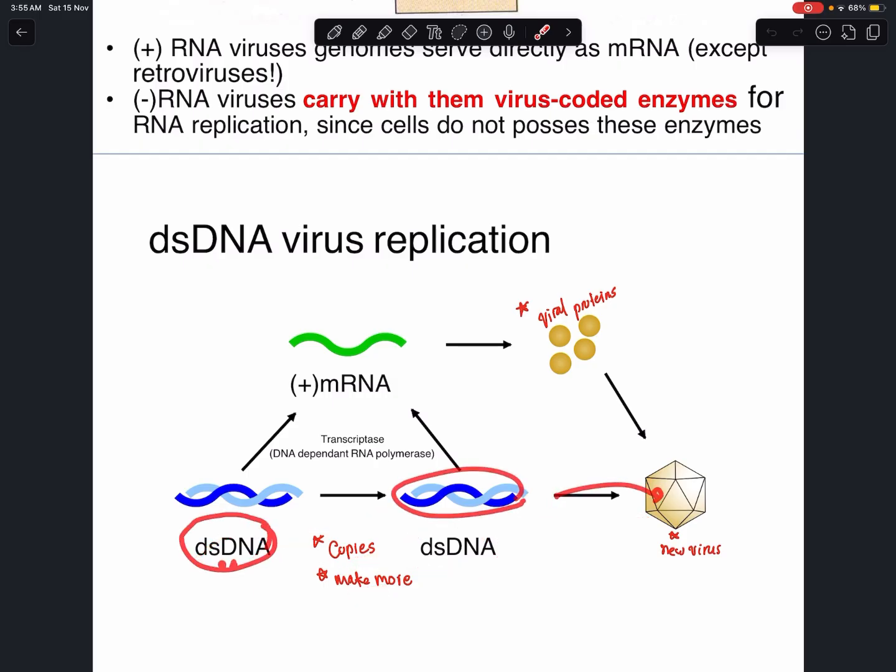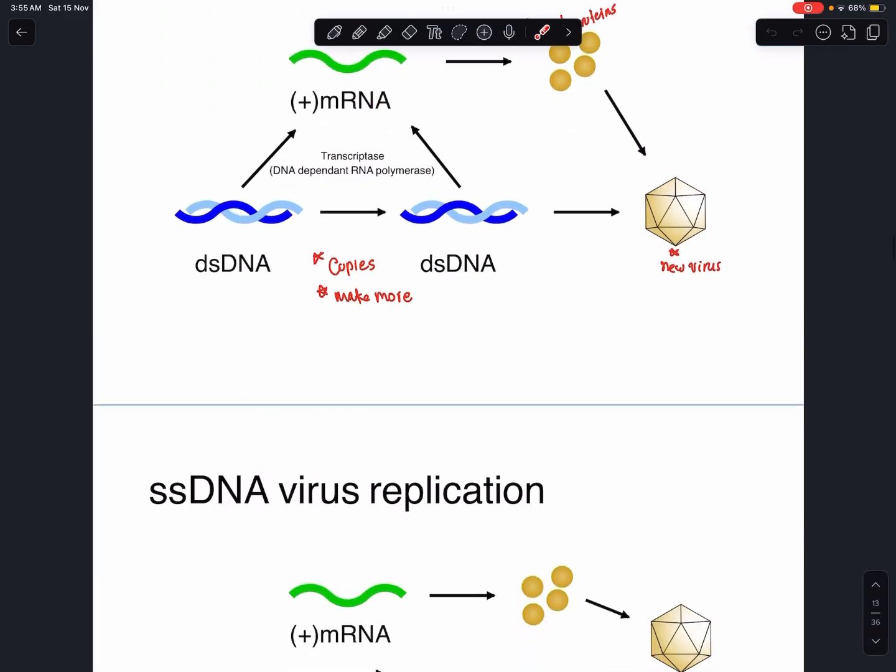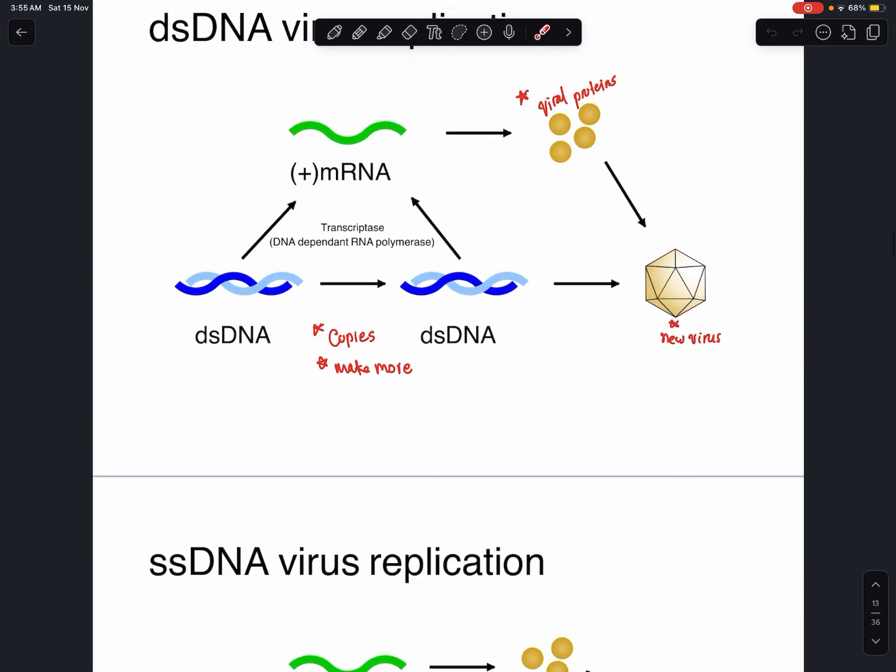Some of the double-stranded DNA should be turned into an mRNA to make the viral proteins. Viral proteins for what? To cover the DNA. Yes, this is the new virus. How should we, what can we use to make an mRNA? This one, transcriptase. Okay, we should use the transcriptase, the DNA dependent one.